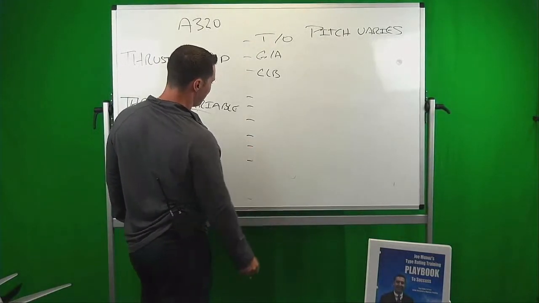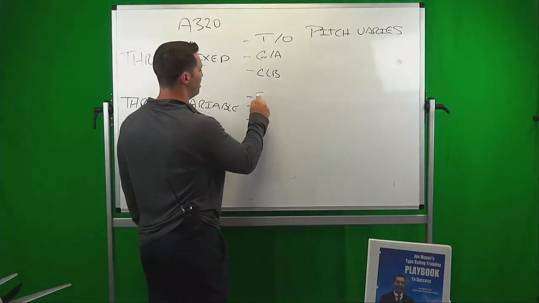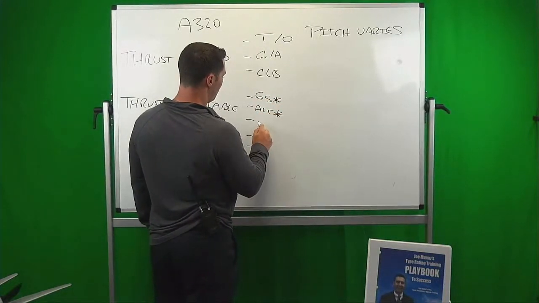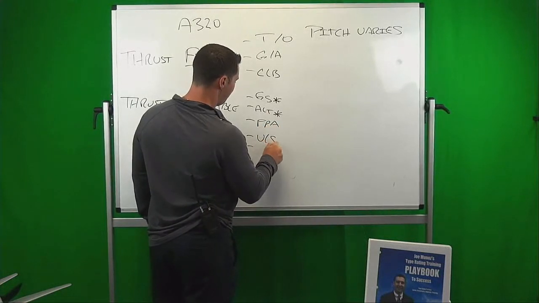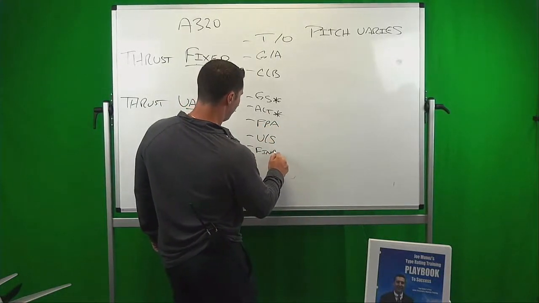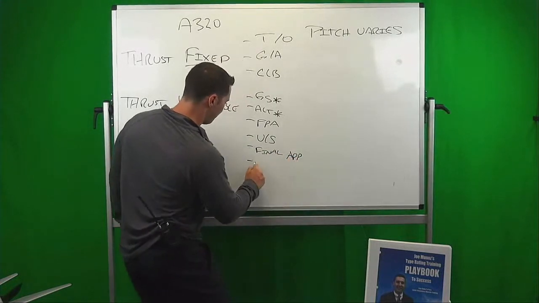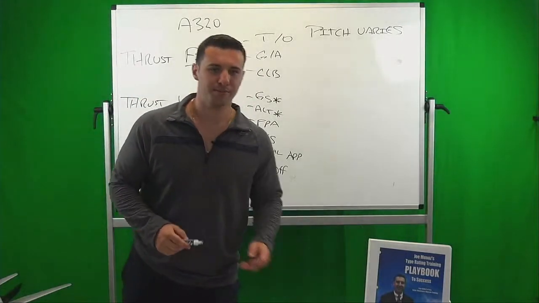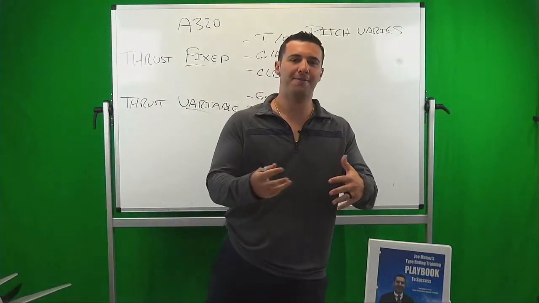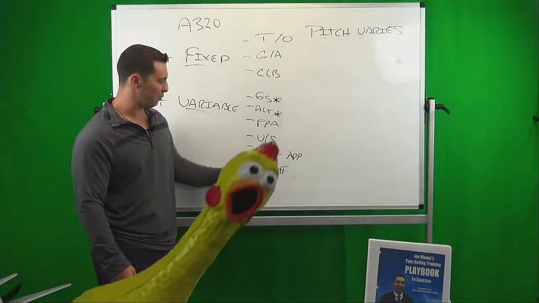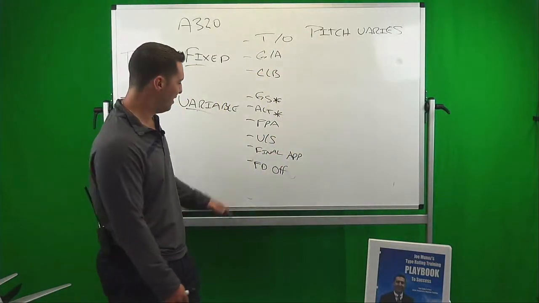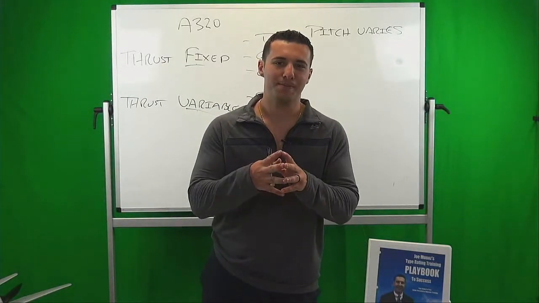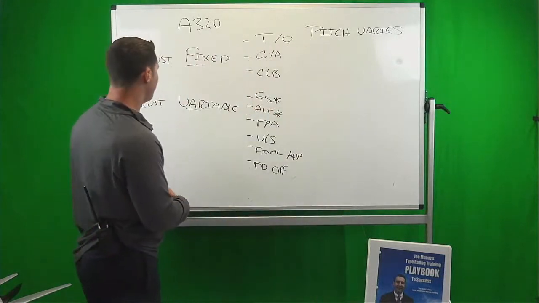6 different variable thrust modes on the 320. I'm going to share them with you now. The first of which is glide slope star. The second one is out star. The third one is FPA. Fourth one is vertical speed. Fifth one is final app. Sixth one, flight director off. These 6 modes, or 6 FMA modes, with the 6th one being just flight director off, not so much an FMA mode, but the 5th one is final app, 6th one being flight director off. This is where we get the thrust to vary to maintain speed.